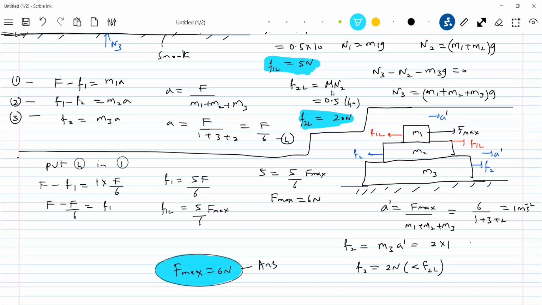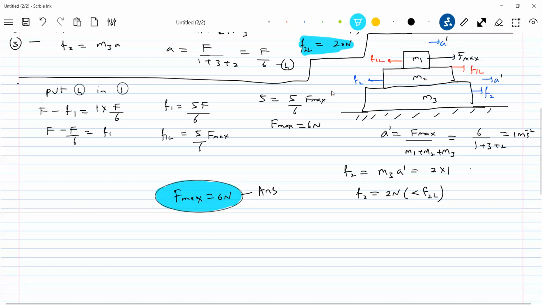What happens if a student assumes that no slipping at 1, 2 and slipping occurs at 2, 3? The student may go like that also, no? Then you will get one answer. Then which answer will be correct? Okay, let's see that one.